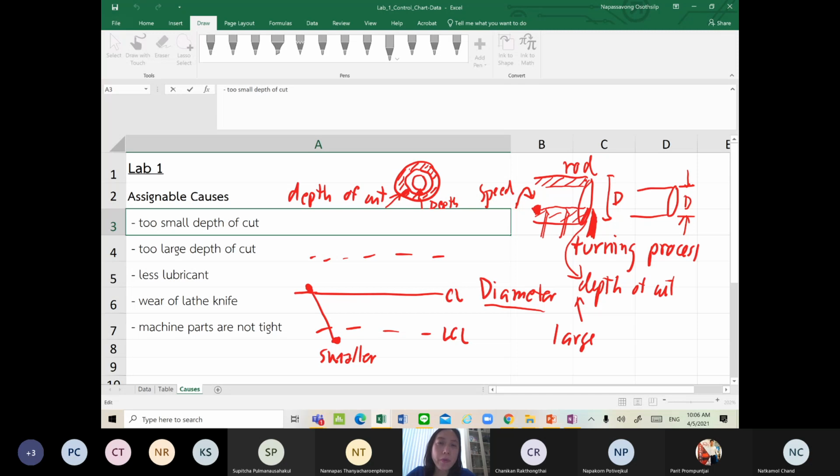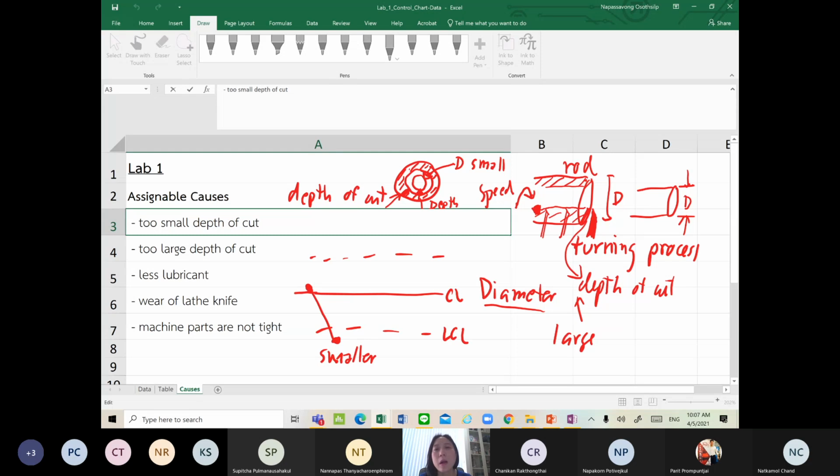Okay, the volume of the part will be reduced significantly, right? And it will cause the remaining diameter to be small. Is that right? So I mean larger depth of cut causes smaller diameter, right? Does it make sense? Okay. So this is an example of the cause that makes the diameter reduced, okay?